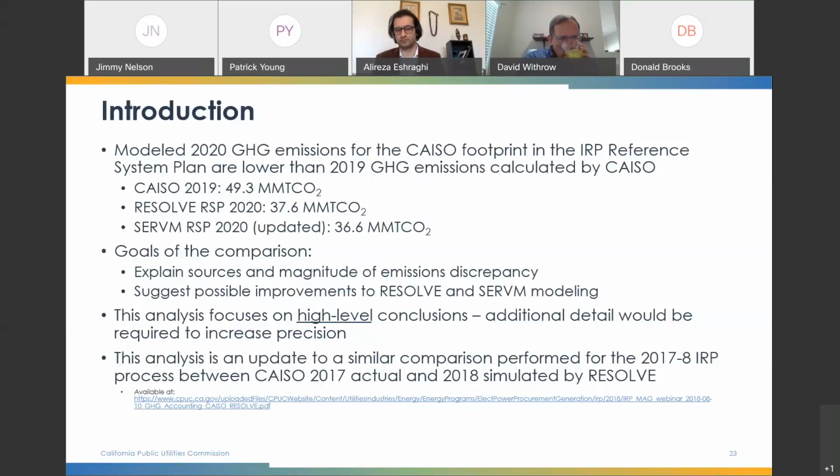The analysis goes into a lot of detail, but at the same time, it is relatively high level. We are not performing production simulation runs to try and get at these differences. We're using a more simplified method, which I will go into. You may remember from 2 years ago, we performed a similar analysis comparing CAISO 2017 actual emissions to Resolve 2018 emissions. You may want to look back at that at your leisure. I have the link on the page, and you will see at the end we had some recommendations at that point for updates, and we have implemented a number of those recommendations. Next slide.